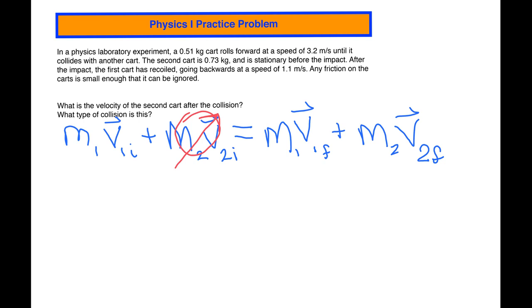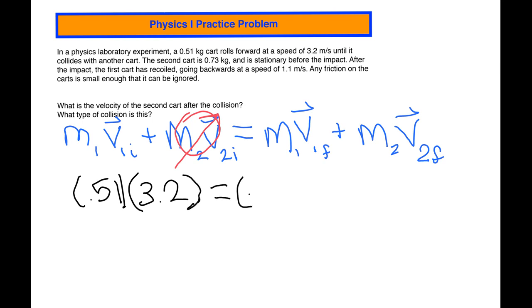Then on the other side of the equal sign, we have the final momentum of cart 1 after the collision and the final momentum of cart 2 after the collision. So let's go ahead and plug in the numbers that were given. We know mass 1, and we know that initial velocity, that 3.2 meters per second. And then we have mass 1 again.